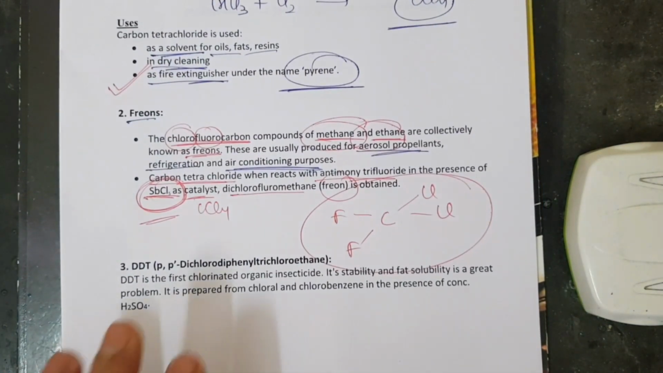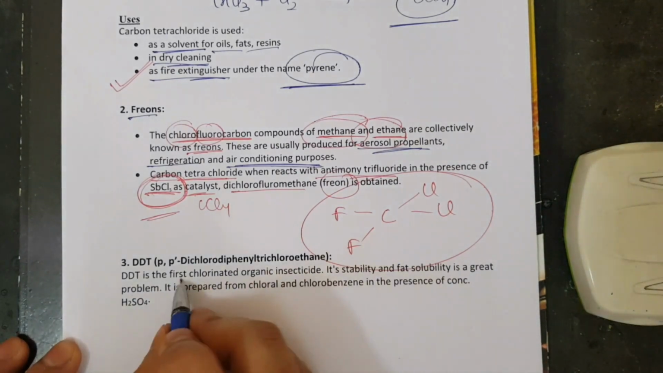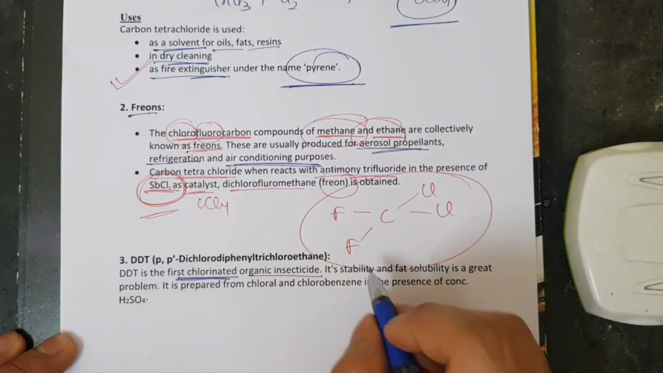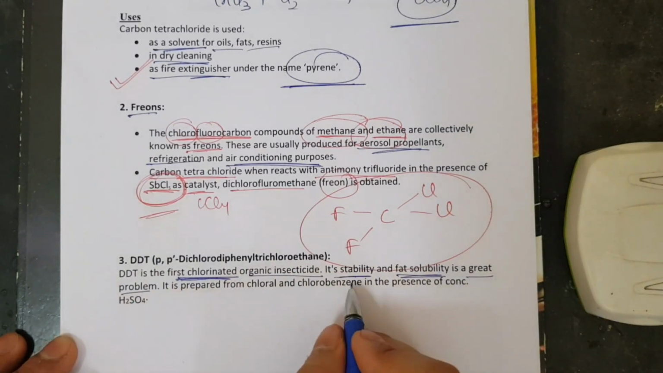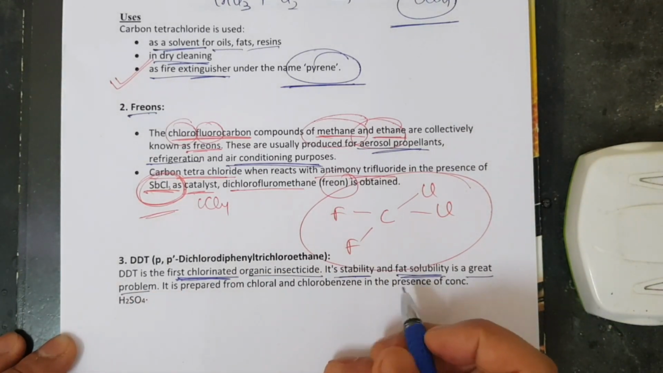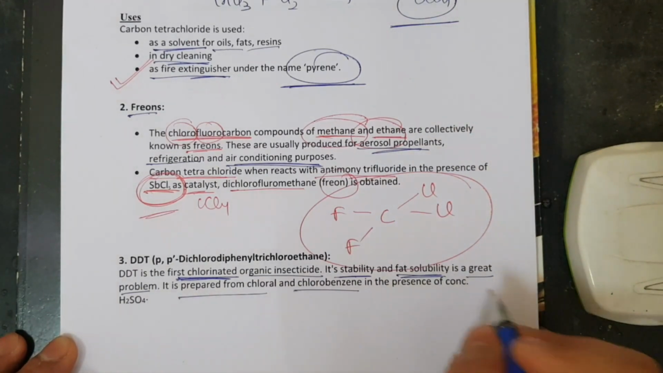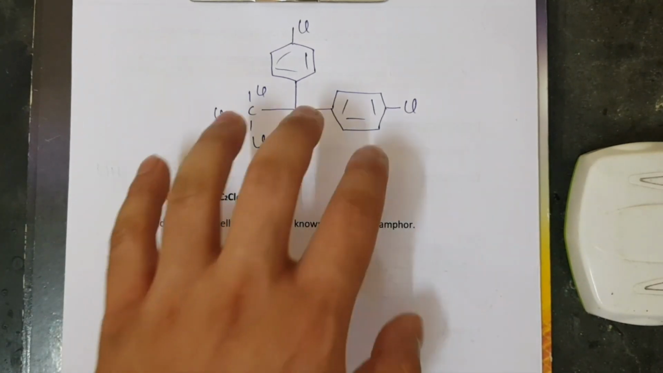Now we have the DDT part. Now this has a very special place in my memory. I will tell you why. DDT is the first chlorinated organic insecticide. Very important. But its stability and fat solubility are a great problem. It is very stable and it is fat soluble. That is why it is the biggest problem. It is prepared from chloral and chlorobenzene in the presence of concentrated H2SO4. Now this is the structure of DDT.